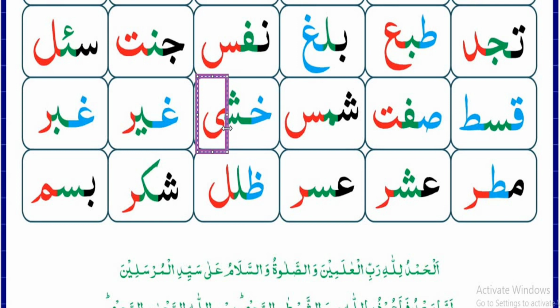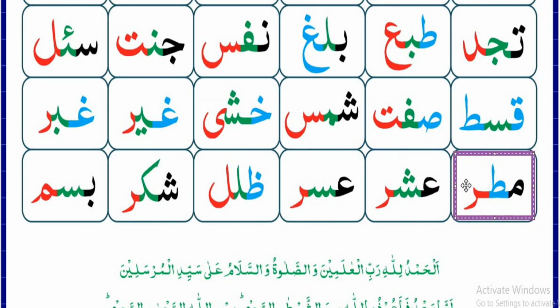That is the full shape of ya. Ghain, ya, ra. The only difference is that the middle one here has one dot at the bottom. Here it had two. So it's ghain, ba, ra. That was ghain, ya, ra, and here it is ghain, ba, ra.